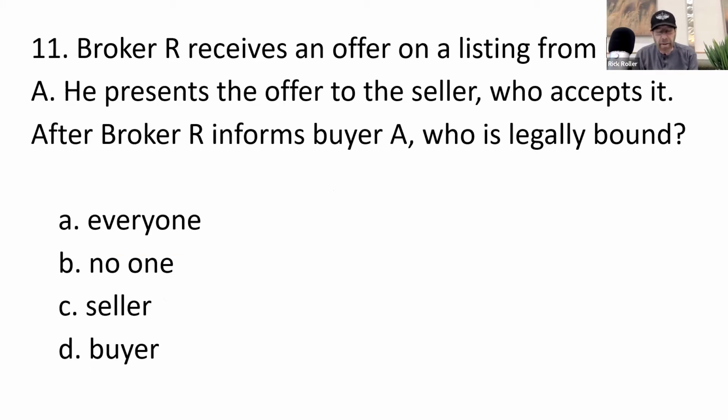Broker R received an offer on a listing from buyer A. Ooh, I love it when you get offers. He presents the offer to the seller who says, yeah, this is great, I'm going to sign this, and they accept it. After broker R informs buyer A that the deal was accepted, who is legally bound? Okay. In order for a contract to be binding, it was an offer, and the seller said, oh, this is great, I'll sign it. So it was accepted, but acceptance includes communication. It must be communicated back to the other party that, hey, you got a deal.